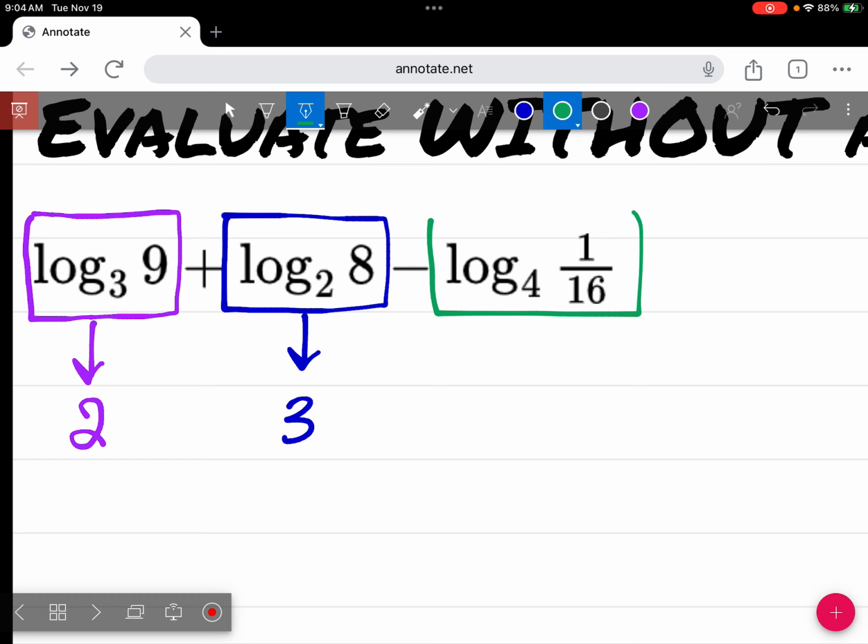Log base 4 of 1/16, that's the same thing as 4 to what power is 1 over 16? Negative 2. So to simplify this expression, we're looking at 2 plus 3 minus negative 2. What is 2 plus 3 minus negative 2? 7.